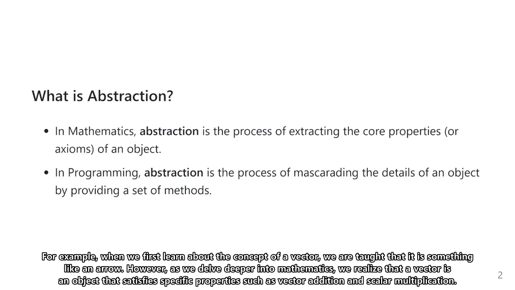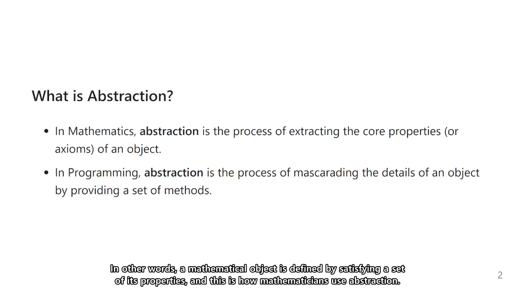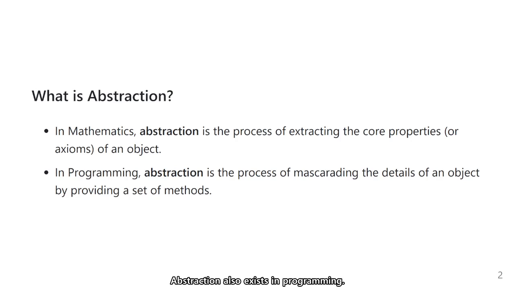For example, when we first learn about the concept of a vector, we are taught that it is something like an arrow. However, as we delve deeper into the mathematics, we realize that a vector is an object that satisfies specific properties such as vector addition and scalar multiplication. In other words, a mathematical object is defined by satisfying a set of its properties, and this is how mathematicians use abstractions. Abstractions also exist in programming.